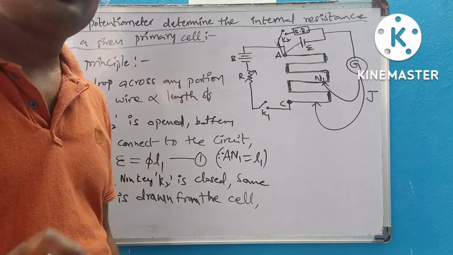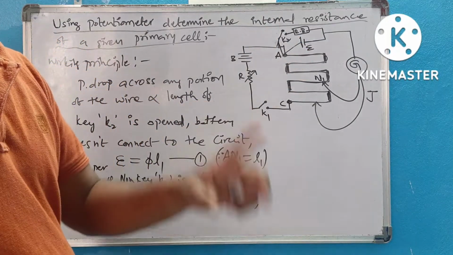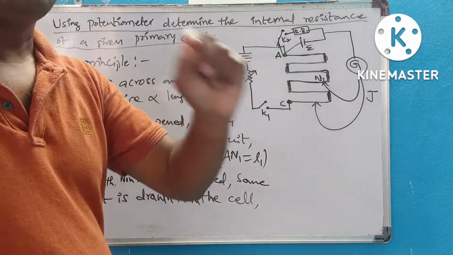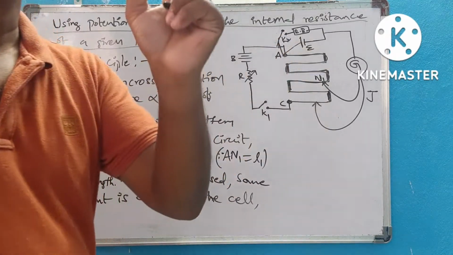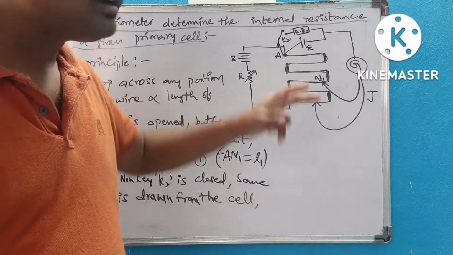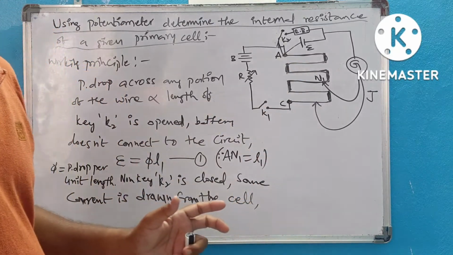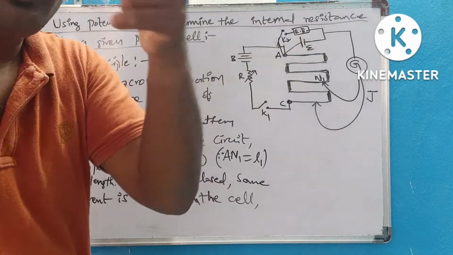So now the cell doesn't have the maximum potential difference at its terminals. Now we can say that it has only potential difference. We can't say that it is an EMF. Why? Because some current is drawn from the cell, it doesn't have the maximum potential difference. So that's why now the cell has only potential.